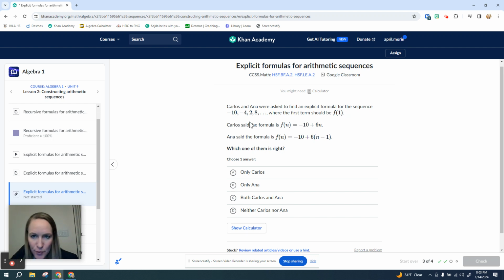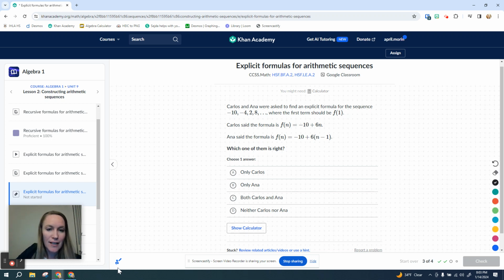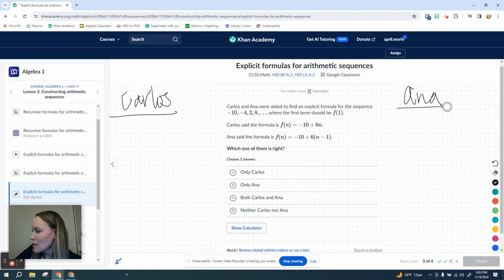Now, who is correct, right? So we have Carlos and Anna. Same thing. Who is correct is what we want to know. Okay. So we're going to just do this a little differently this time. We'll do Carlos. And then we'll do Anna. And then I'm going to check 1, 2, and 4.